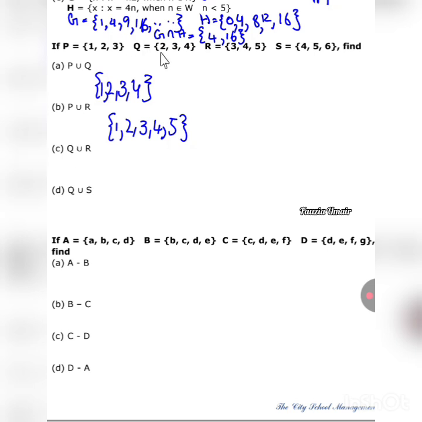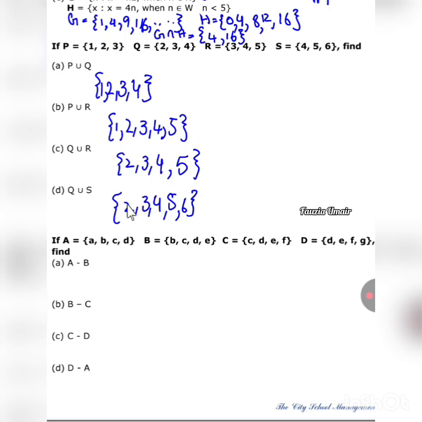Q union R. So Q is having 2, 3, 4. So we will write down 2, 3, 4 because Q set will be coming. And then R is containing 3, 4, 5. So 3, 4 is already there. Only 5 would come. Q union S. So Q is basically 2, 3, 4. And S is 4, 5, 6. So 4 is already there. 5 and 6 will come. This is how you are going to solve.